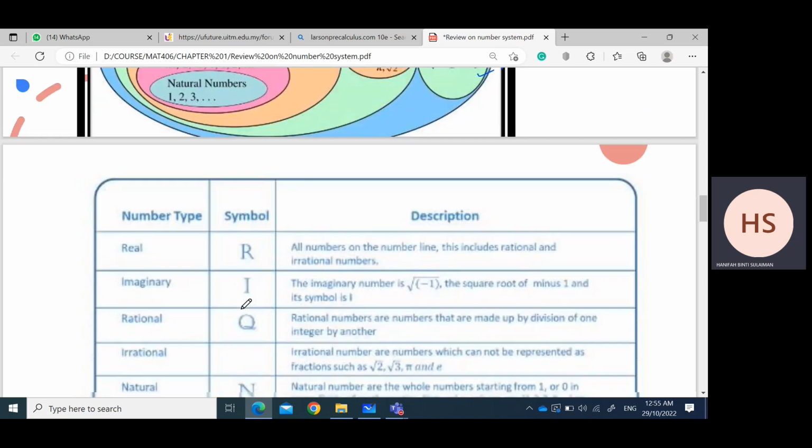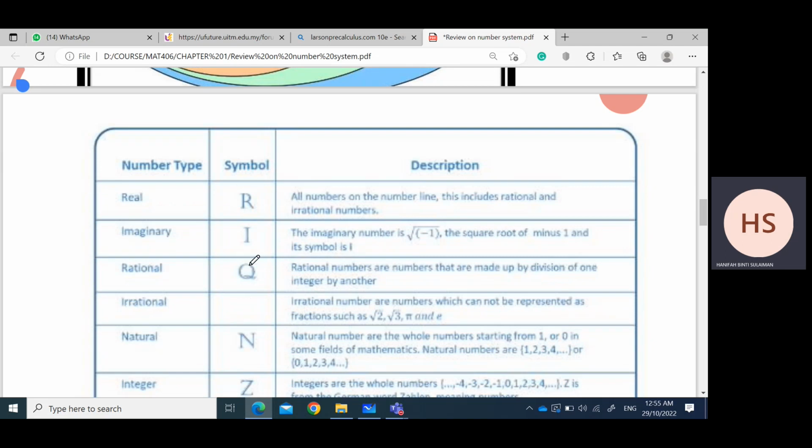Okay, so next we have a rational number. So symbol for rational number is Q. Okay, so as description, rational numbers are numbers that are made up by division of one integer by another. Okay, so in other words, we can say that rational number is any number that can be formed into a fraction or ratio. Okay, termasuklah nombor integer. So kalau you nak tahu, kita ambil contoh nombor 2. So nombor 2, kalau kita bentukkan dalam bentuk pecahan, dia sebenarnya adalah 2/1.